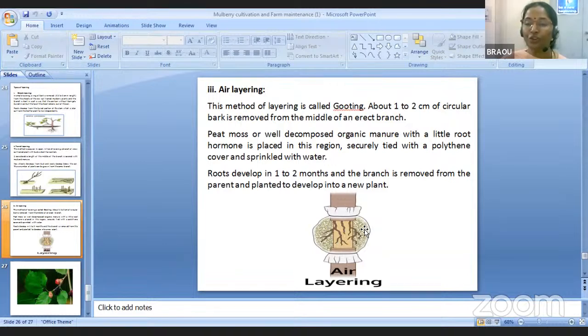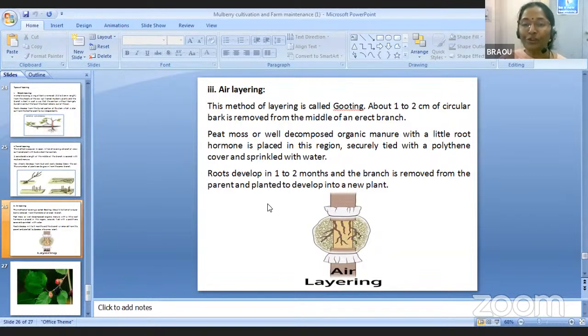And you're going to cover it with peat moss, or you can also use well decomposed organic matter with a little root hormone. So you add a little root hormone into the peat moss or manure. Why? Because you want to induce the roots to develop. That is the reason why we add root hormone to that particular organic manure. And this is placed in the region where we have cut the 1 to 2 centimeter circular ring. You tie it securely with a polythene cover, and you add a little bit of water so that the roots get water to develop.